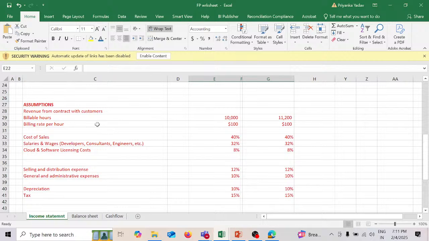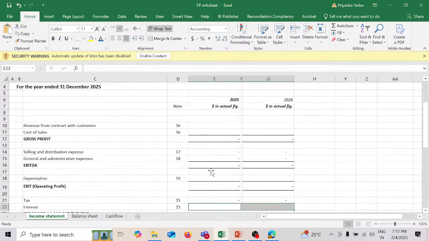Now this is an IT firm, so here the revenue from contract with the customers will be calculated with the help of billable hours and the billing rate per hour. This is the assumption for the year 2025, and this is for the year 2026. We have made the assumptions for the rate of cost of sales, that is all the expenditures over here. You can see the assumptions. Now let's start calculating the figures here.